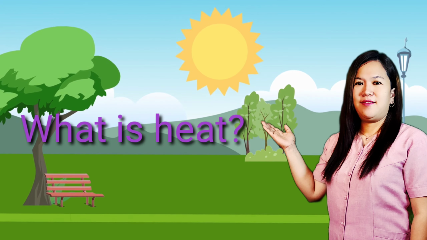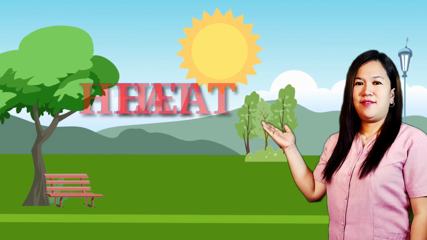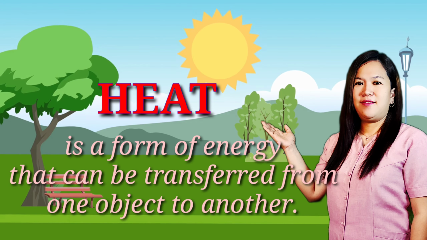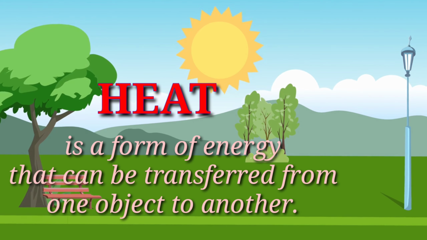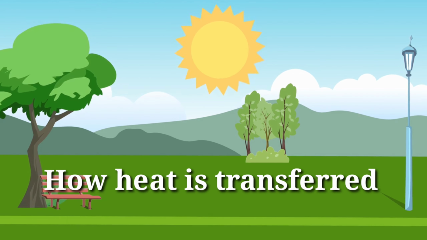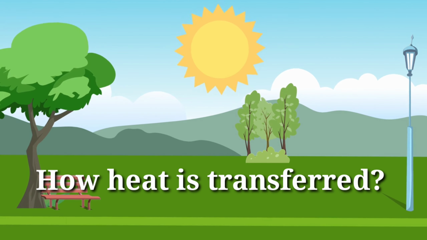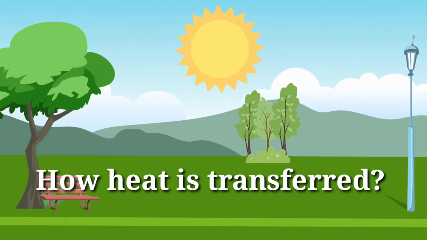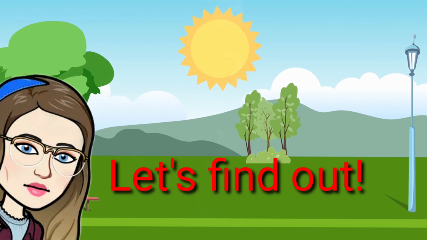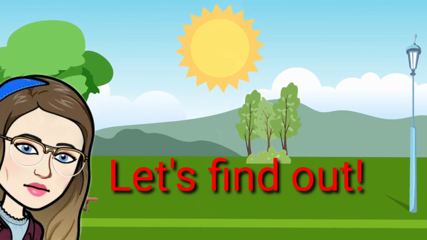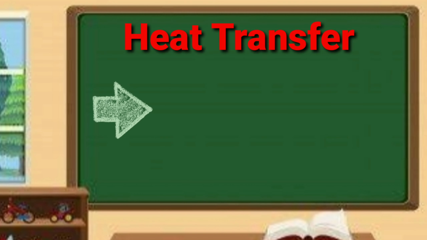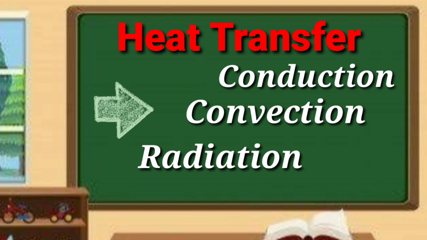Let us understand first what is heat. Heat is a form of energy that can be transferred from one object to another. How is heat transferred? In this lesson, we are going to find out. So let's find out how heat is transferred. Heat can be transferred in three ways: through conduction, convection, and by radiation.